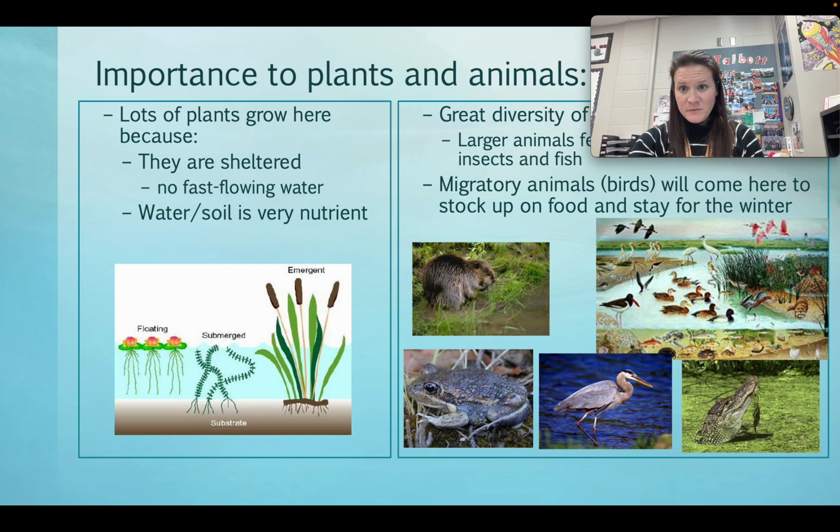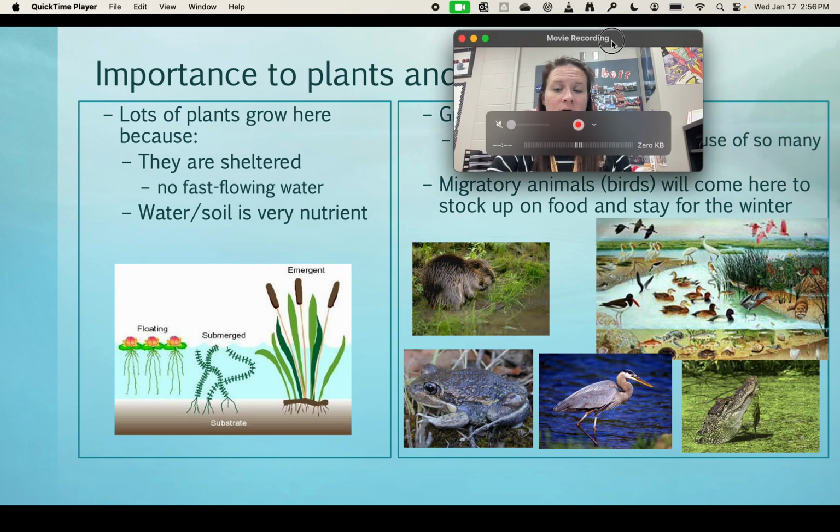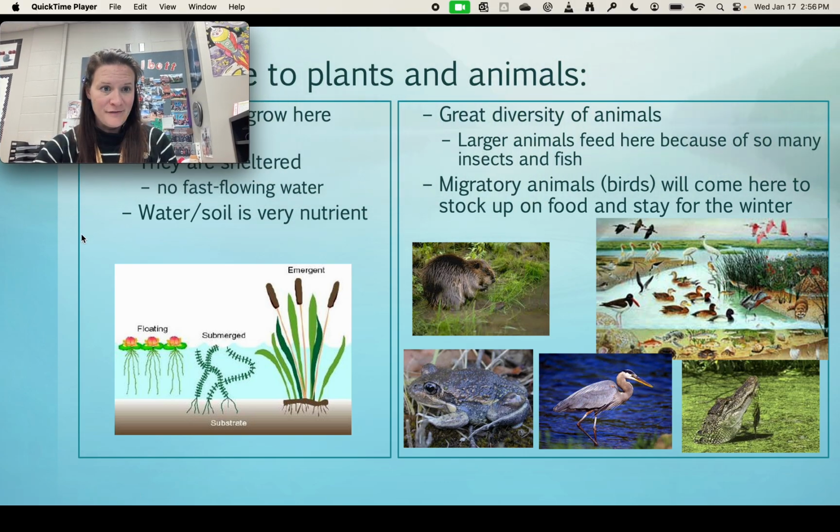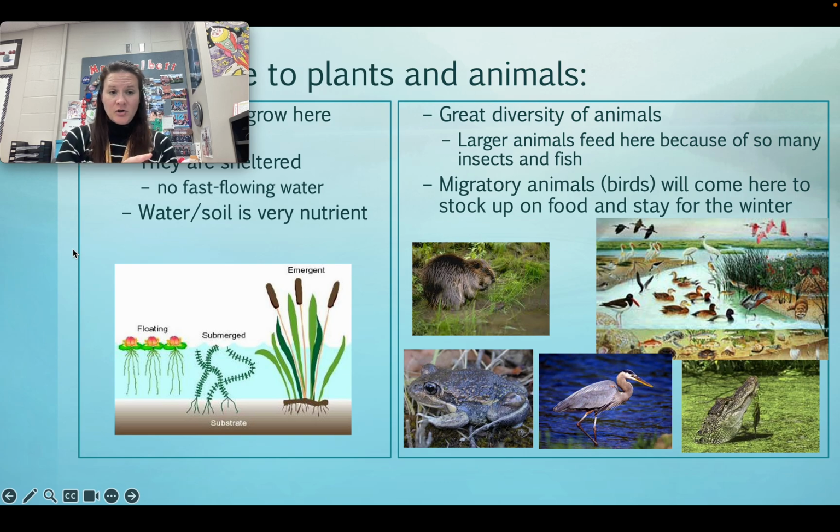And because there's so much plant life, that then creates a ton of diversity in wildlife for animals. Because whenever you have a lot of rich diversity in plant life, that's going to create more abundance of insects and fish that rely on that plant life. And that will bring in larger predatory animals, such as crocodiles, that come to the wetlands to feed. So you have this huge diversity of wildlife, as well as migratory animals, particularly birds, that rely heavily on wetlands.